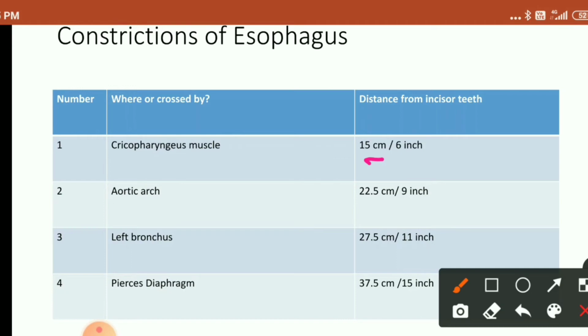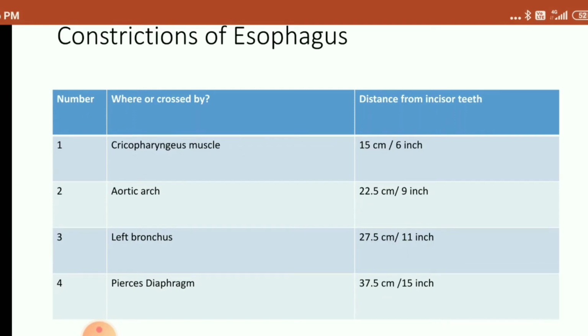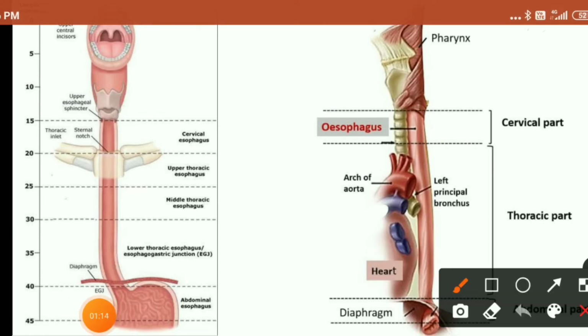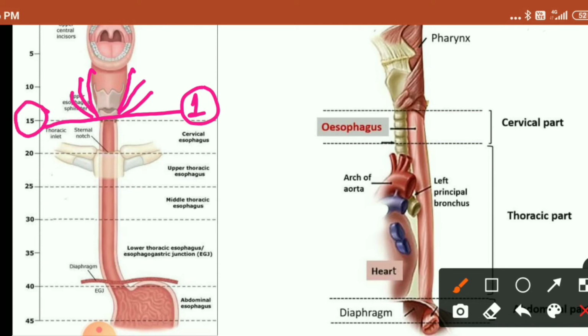Second, yes, we have the aortic arch. It is 22.5 centimeter. Third, when it is crossed by the left bronchus, 27.5 centimeter. And fourth, when the esophagus crosses the diaphragm by the esophageal hiatus, and it is 37.5 centimeter. Okay, go to this diagram. Now the first constriction you see is at 15 centimeter from the incisor teeth. So this is 15 centimeter from the incisor teeth, and you can see that approximately here the cricopharyngeus muscle is present. So this is the first constriction, 15 centimeter from the incisor teeth.